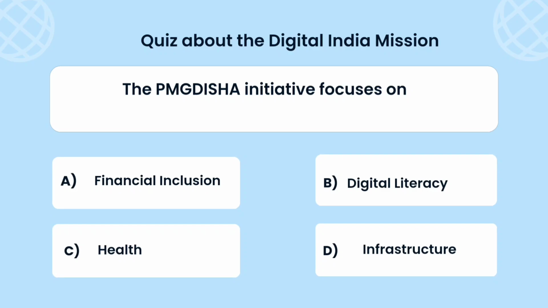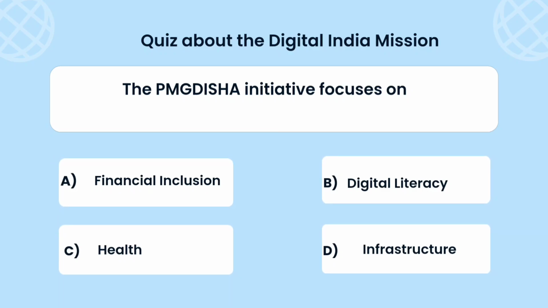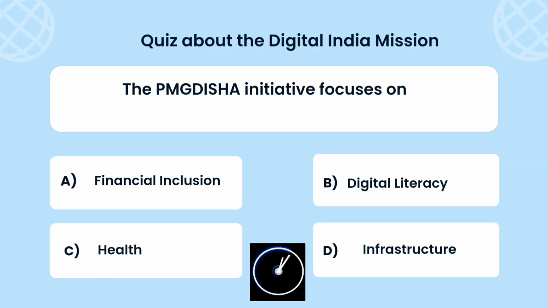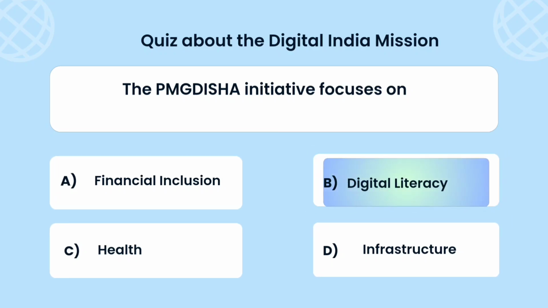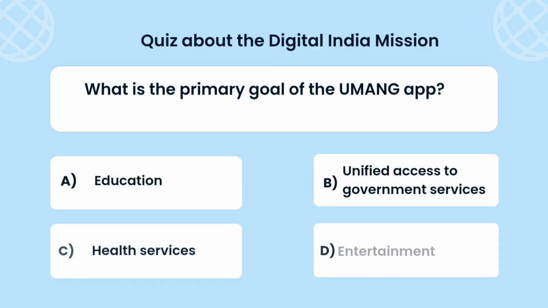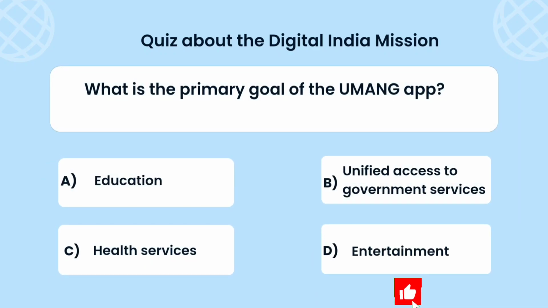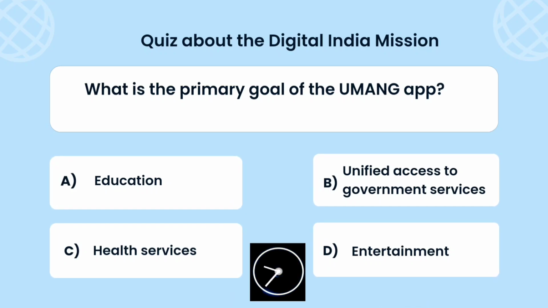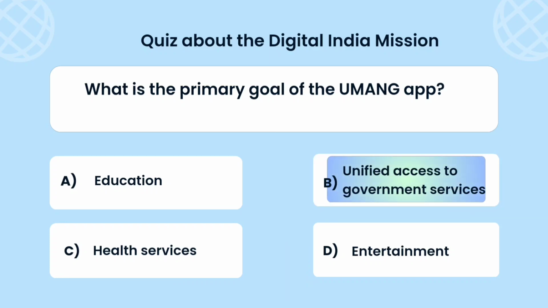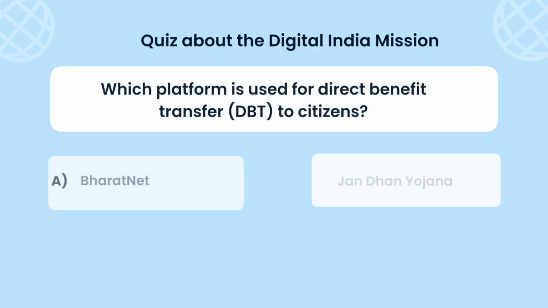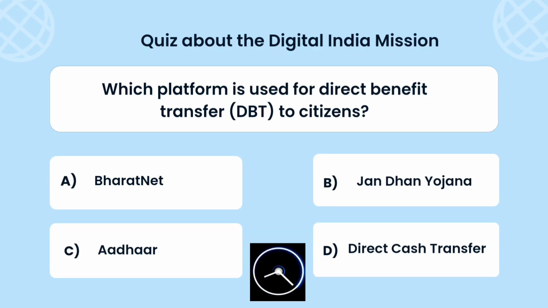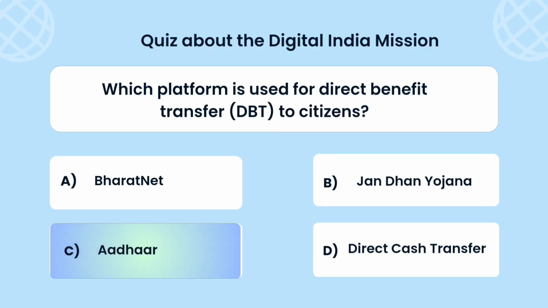The PMGDISHA initiative focuses on digital literacy. What is the primary goal of the Umang app? Unified access to government services. Which platform is used for direct benefit transfer to citizens? Aadhaar.